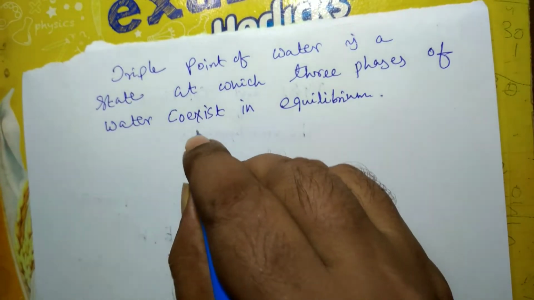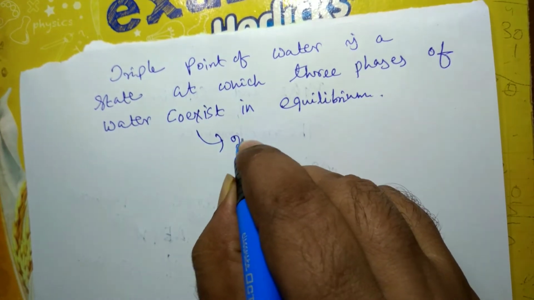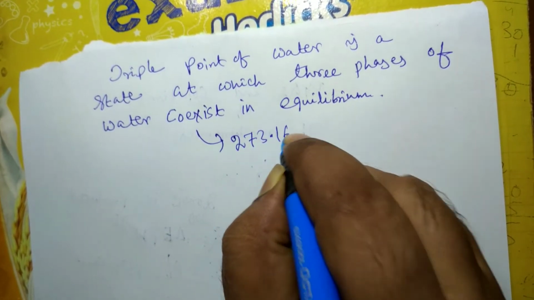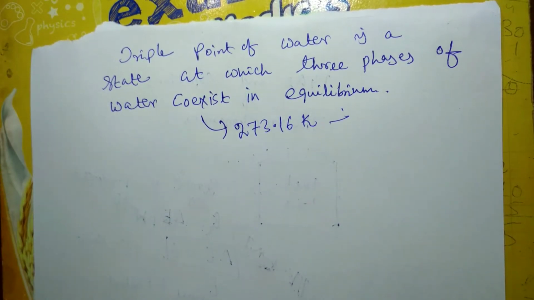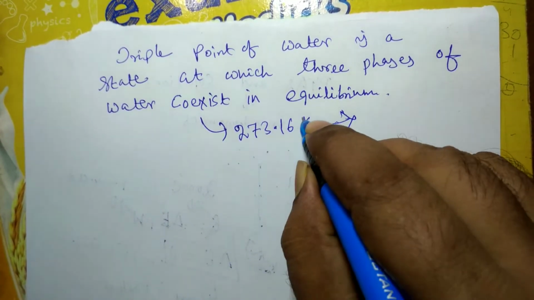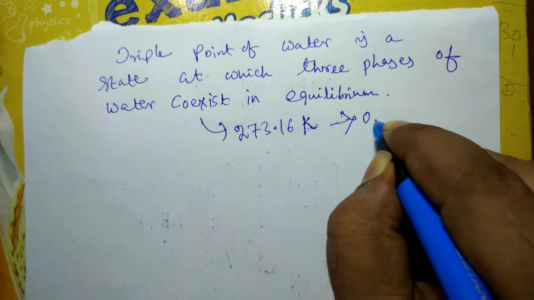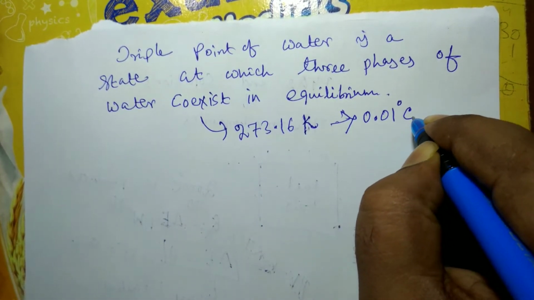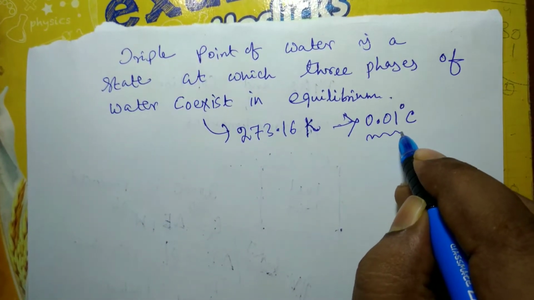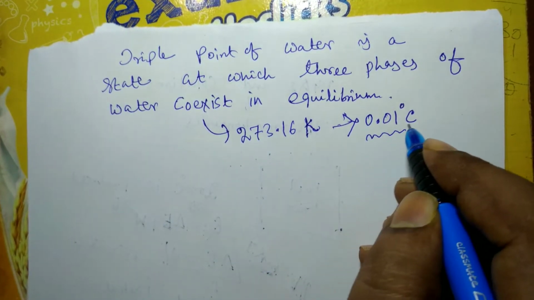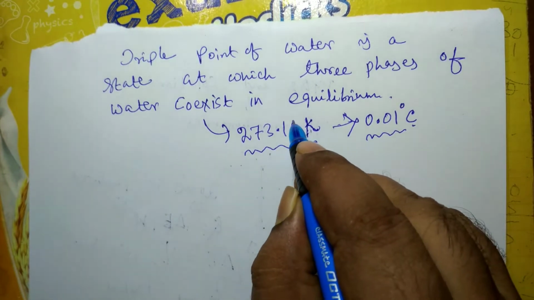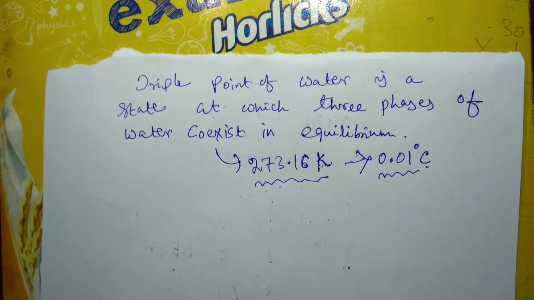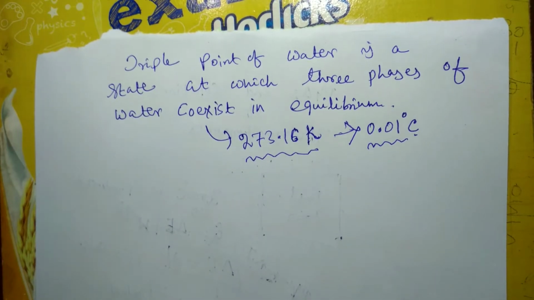So this triple point that was taken as the reference point in 1954 in the General Conference on Weights and Measures is 273.16 Kelvin. At the same conference the Celsius scale was also redefined, and this triple point corresponds to 0.01 degrees Celsius. So 0.01 degree Celsius on Celsius scale corresponds to 273.16 Kelvin. So that was designated as the new reference point.